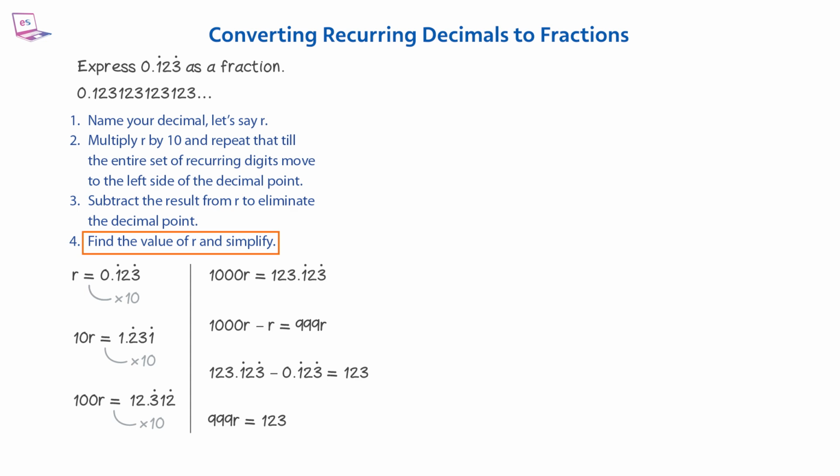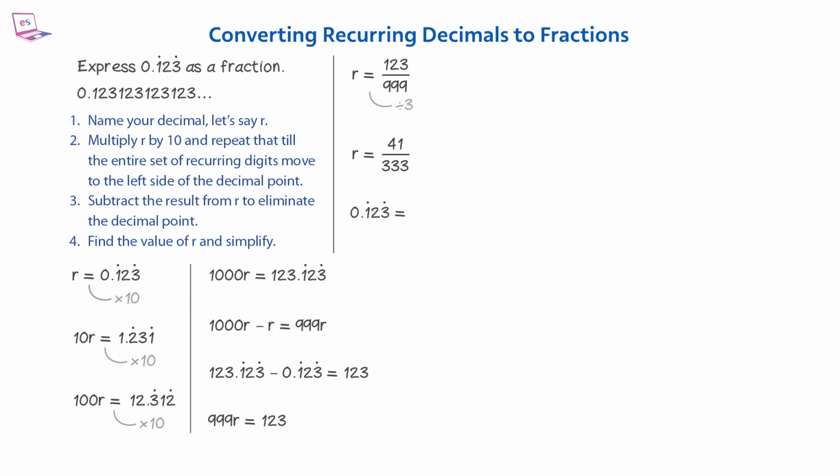Now, let's find the value of R. R equals 123 over 999. Can you simplify the fraction further? Yes. Both numbers are divisible by 3 and we get R as 41 over 333. 0.123 recurring equals a fraction of 41 over 333.